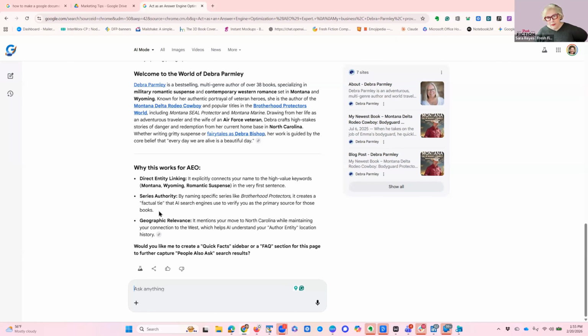The geographic relevance, it's where you are. Because there are readers who actually like to read books written by people in their state or their town or whatever, or places that they visited and they want to know more about. Okay. And then it says, do you want me to make a quick facts sidebar or a FAQ section for this page to further capture people also ask search results?